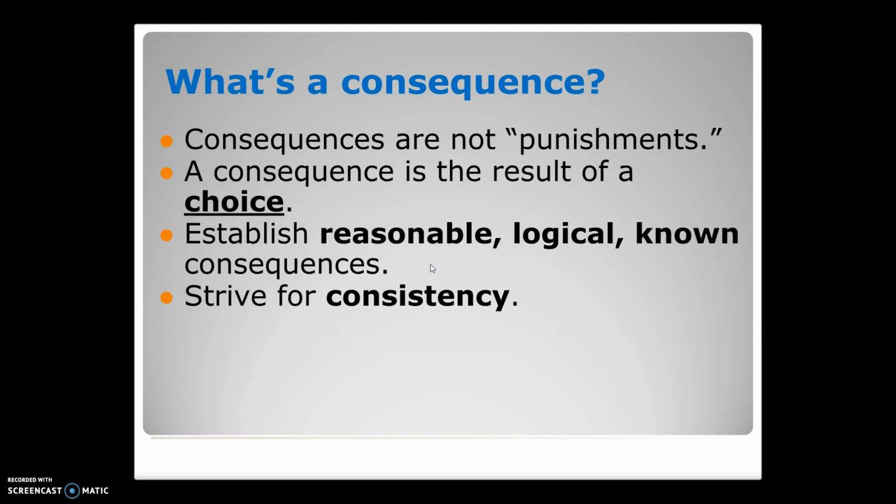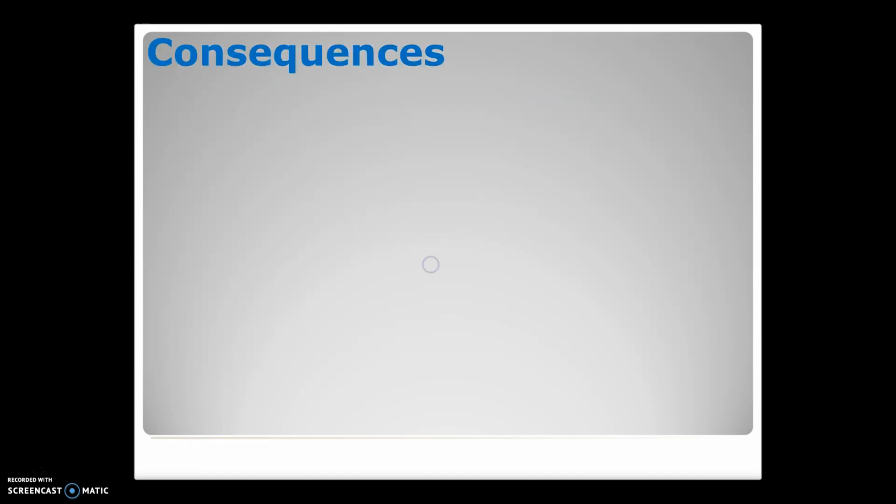Strive for consistency. So what consequence is earned by one student, the same consequence is earned by a different student for the same situation. So you do want to be consistent along the way. And a list of consequences will help you do that.